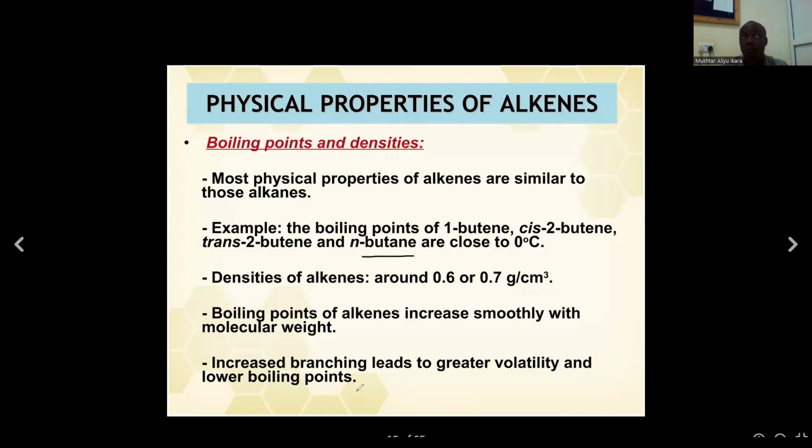2,2-dimethylpropene. So you see that the number of carbons is the same, but the branching in 2,2-dimethylpropene is higher than that of 2-methylbutene and the normal pentene. You will see that the boiling point of the 2,2-dimethylpropene will be lower because of the increase in the branches or substituents. So we should understand this and put it in our memory: the more the branching, the lower the boiling point and the greater the volatility of the compounds.